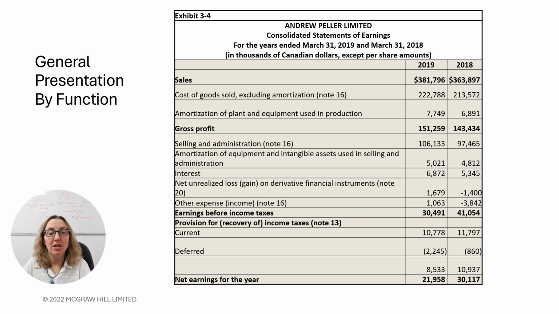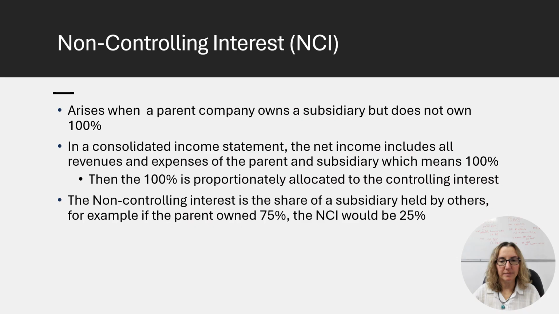The other method you can use is general presentation by function. And so that's an output-based measure. So you're actually looking at what the expense was used for rather than what it was spent on. So in this case, they use some of the expenses for selling goods. So they have cost of goods sold. They have selling and administration expense. And there's a note 16 that has more detail on what that selling and administration expenses were. So basically a completely different format you do if you're doing it by function versus by nature. And both are allowed under IFRS.